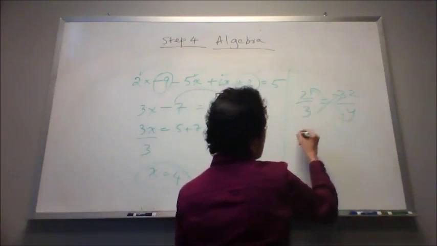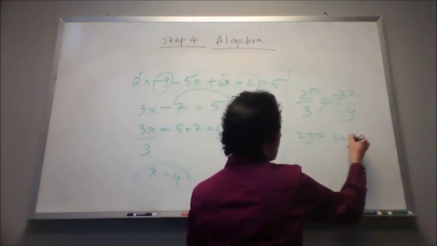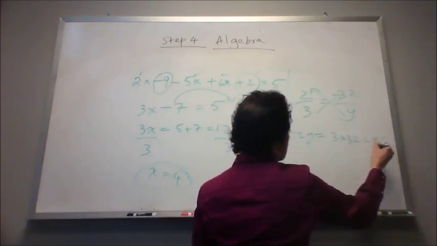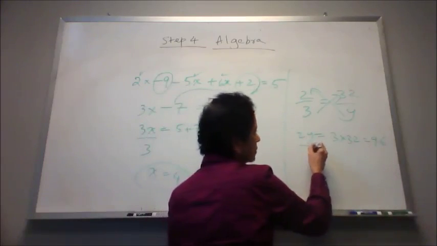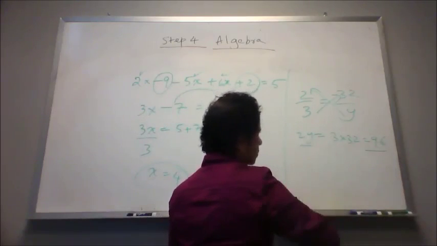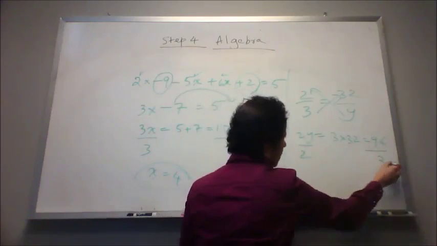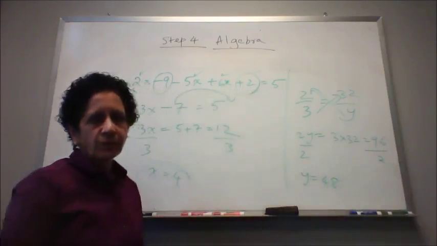So 2 times y equals 3 times 32. 3 times 32 is 96, so 2y is 96. Then you divide both sides by 2, because you don't want the 2, you want to get rid of that. So y equals 48. That's the answer, right?